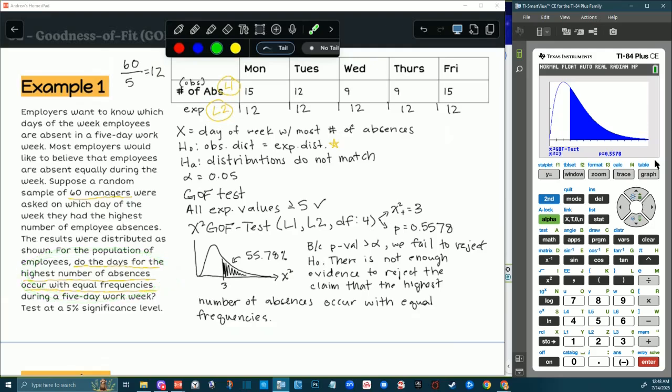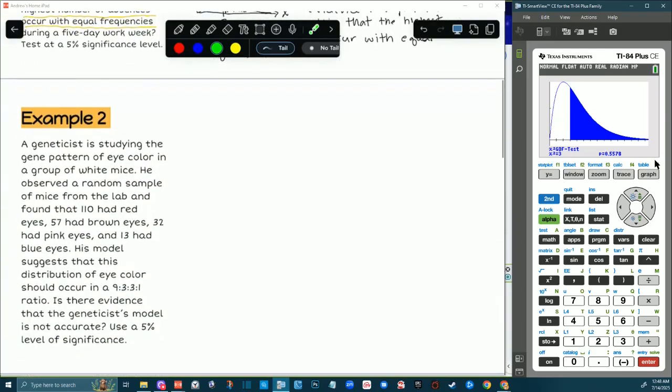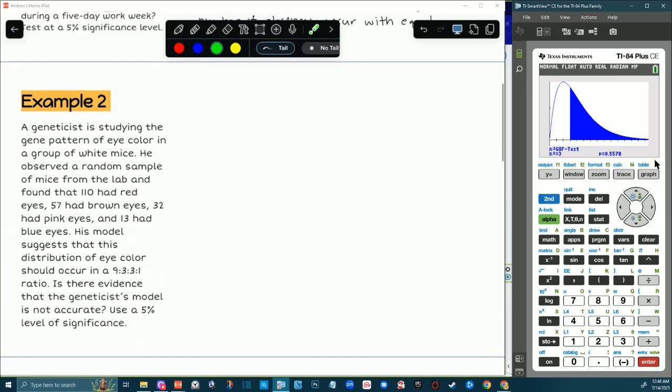Let's go ahead and try one more. Make sure that we have a feel for how this works. So our next example says a geneticist is studying the gene pattern of eye color in a group of white mice. He observed a random sample of mice from the lab and found that 110 had red eyes, 57 had brown eyes, 32 had pink eyes, and 13 had blue eyes. His model suggests that the distribution of eye color should occur in a 9:3:3:1 ratio. Is there evidence that the geneticist's model is not accurate? Use a 5% level of significance.